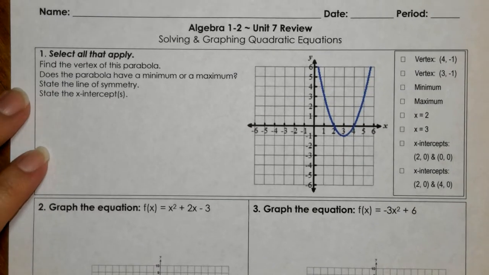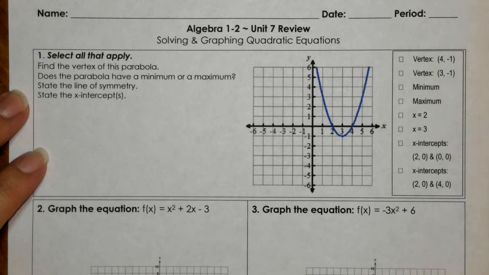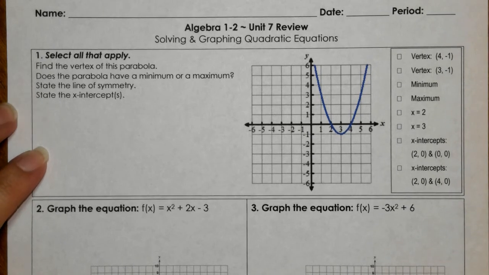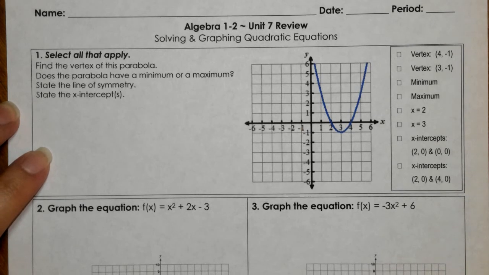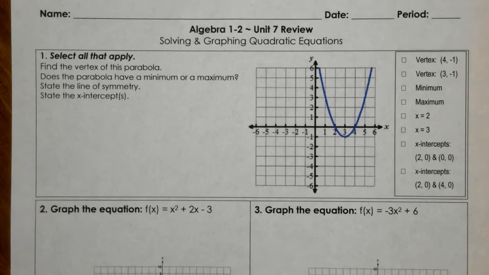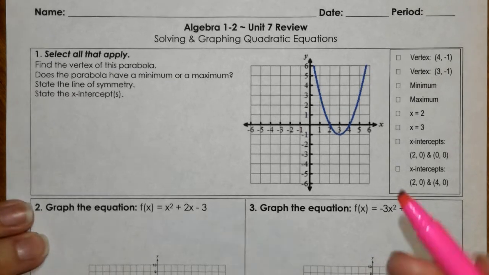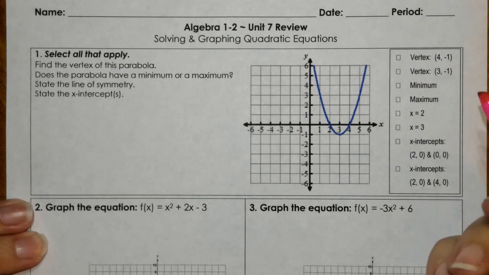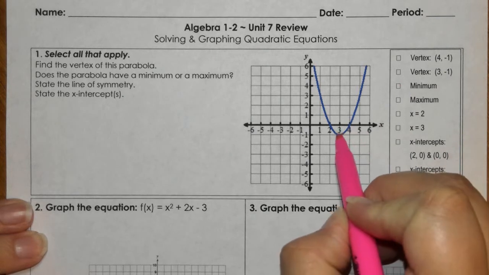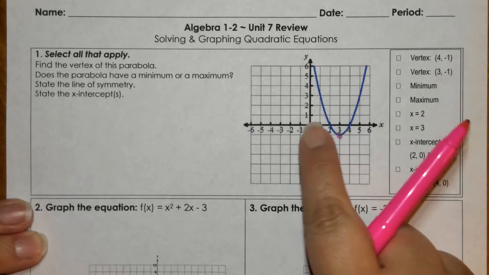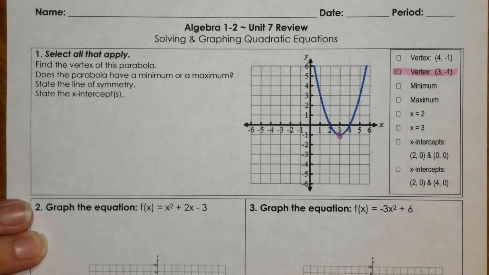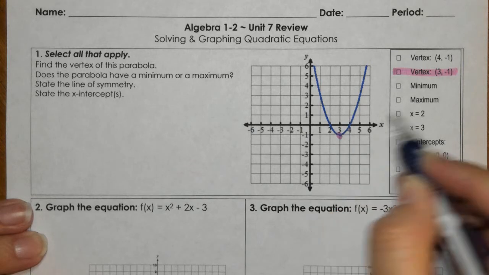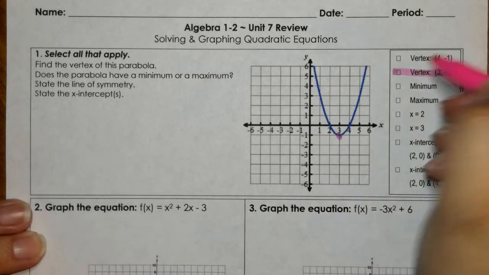Find the vertex of this parabola. Does the parabola have a minimum or maximum? State the line of symmetry and state the x-intercepts. So let's use a few highlighters here. So first, the vertex is either the highest or lowest point. So in this case, it's going to be this low point, which would be 3, -1. So that's your vertex. Okay? Since it's a low point, that means it is also a minimum.